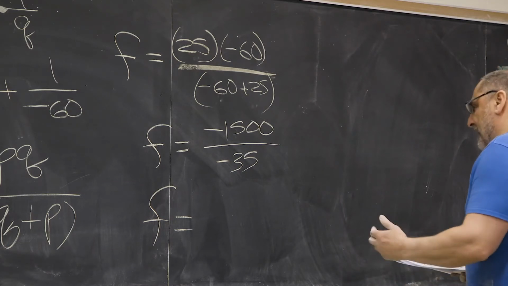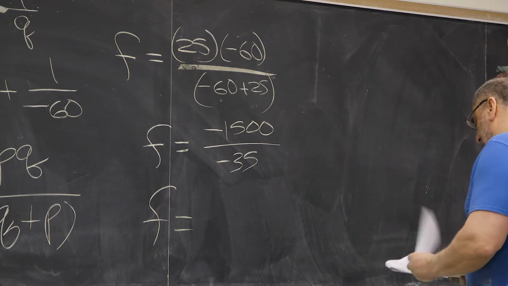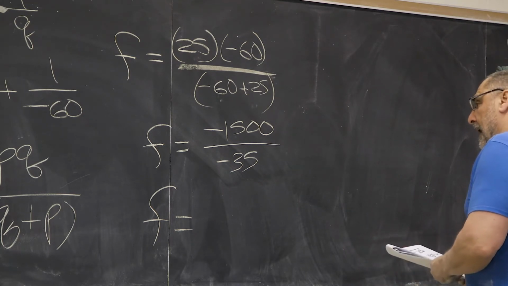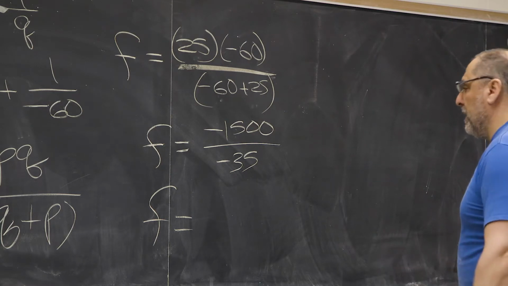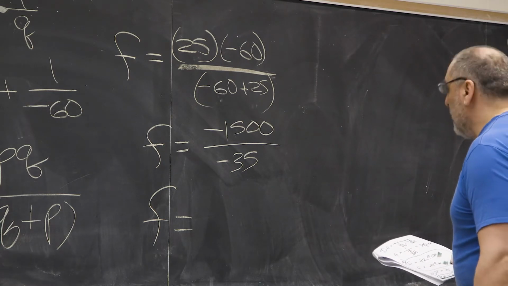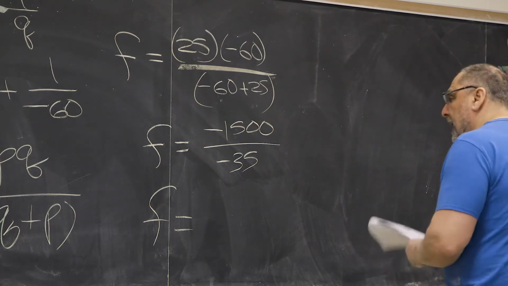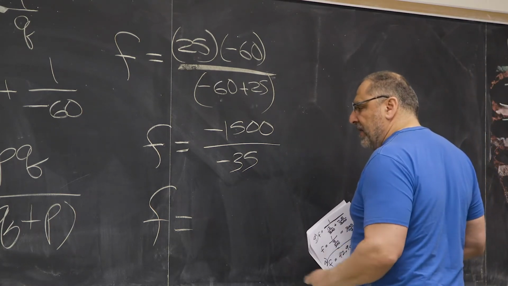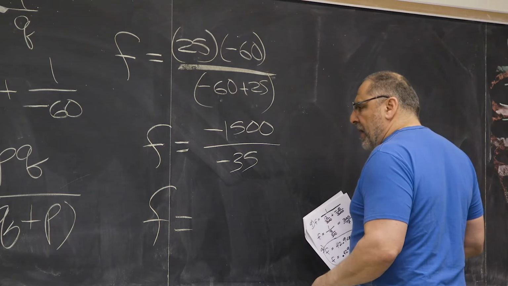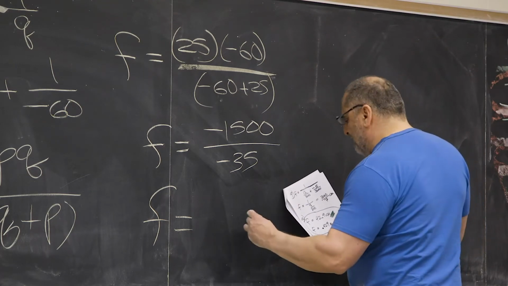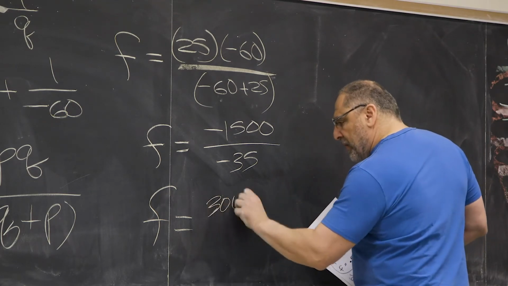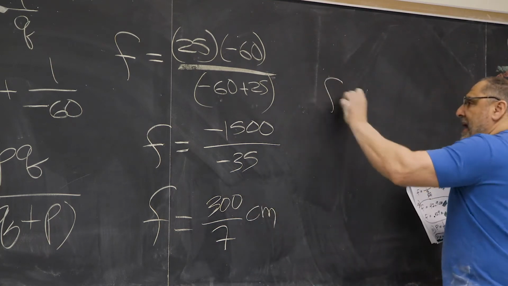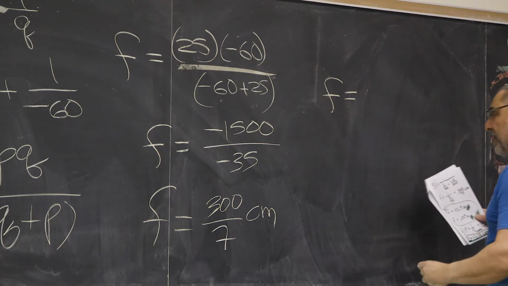There's so many ways to do it. I did it a little differently in my notes, but we should be getting the answer. Negative divided by negative is positive. It's going to be 300 over 7. It comes out to 300 over 7 centimeters. I did it a little differently in the notes, no big deal.